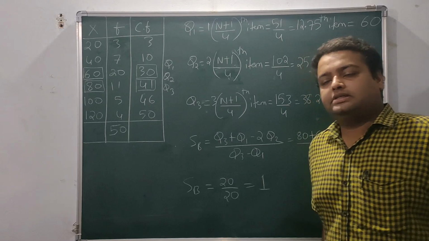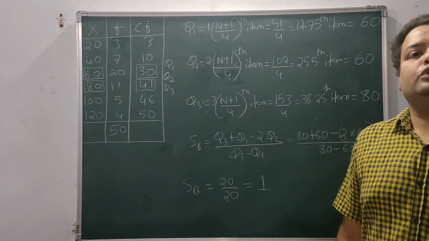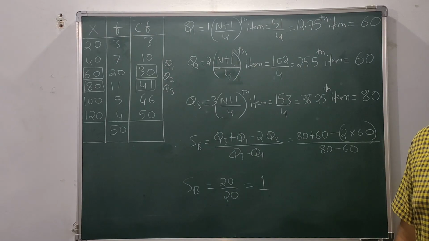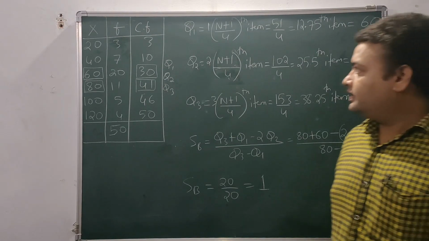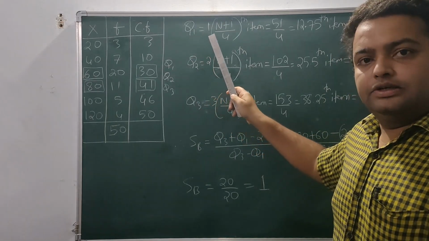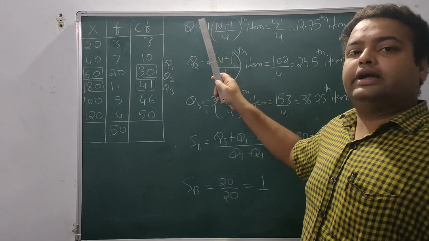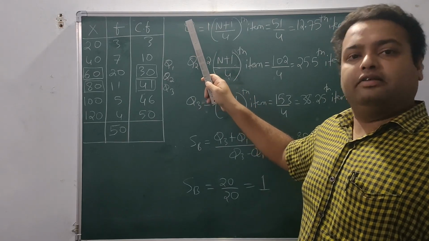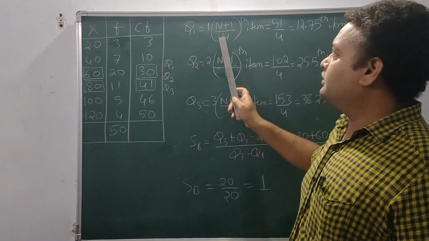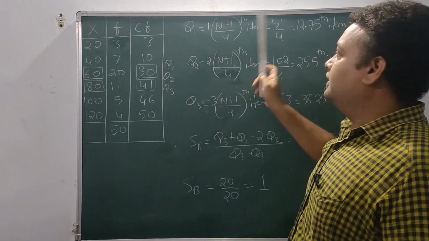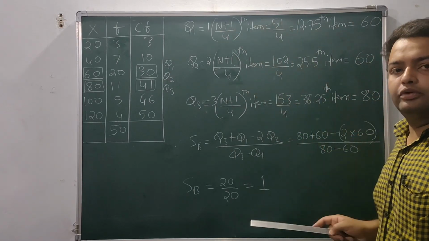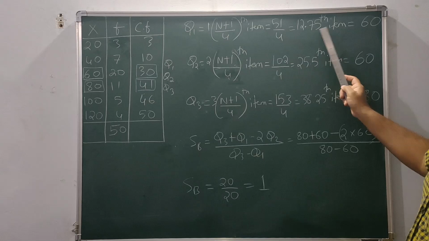The next step is finding Qi is equal to i into (n plus 1) by 4, where i is 1, 2 or 3. First we find Q1. That is, we are finding the position here. Based upon that position, we locate the quartile values. So first we locate the position. Q1 is equal to 1 into (n plus 1) by 4th value, which is (50 plus 1) by 4, that is 51 by 4, and its value is 12.75.